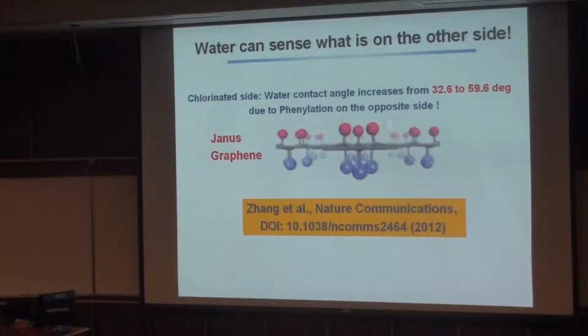That means even though the water is not in direct contact with what is going on at the back side, it is influenced by what is going on in the backside. So as you functionalize the backside, the contact angle on the top side changes from 30 degrees all the way up to 60 degrees. So water can, in a sense, at least partially look through and sense what is happening on the backside of the graphene sheet.